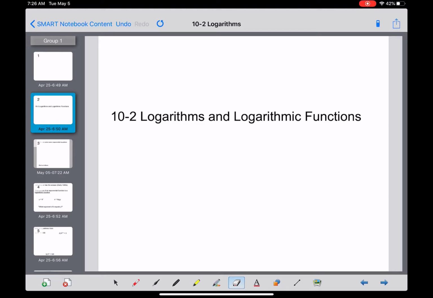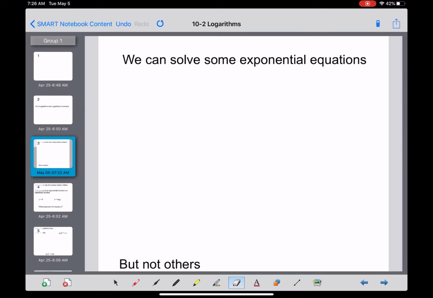Today we're going to be looking at logarithms and logarithmic functions. And I want to start just by explaining what a logarithm is and why we need it. So as we saw yesterday, we're able to solve some exponential equations. So if we had something like 4 to the power 2x equals 16 to the third power.